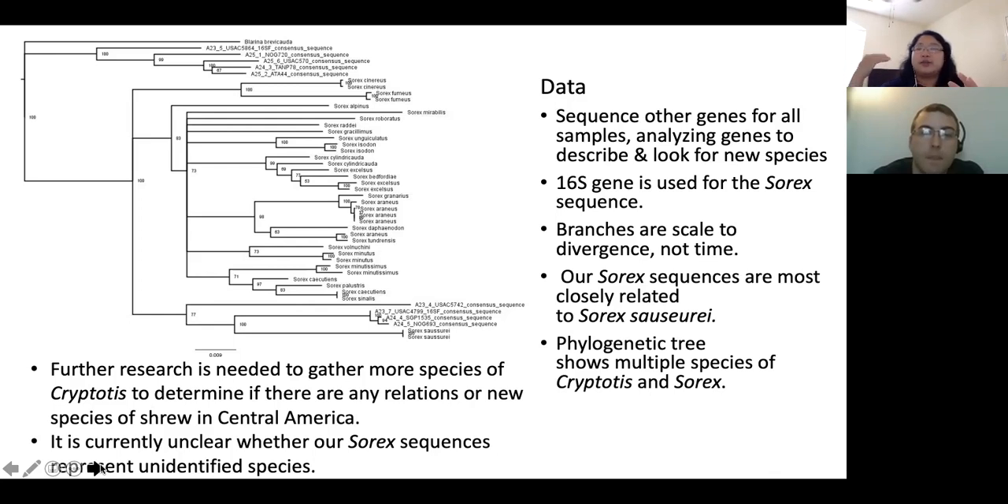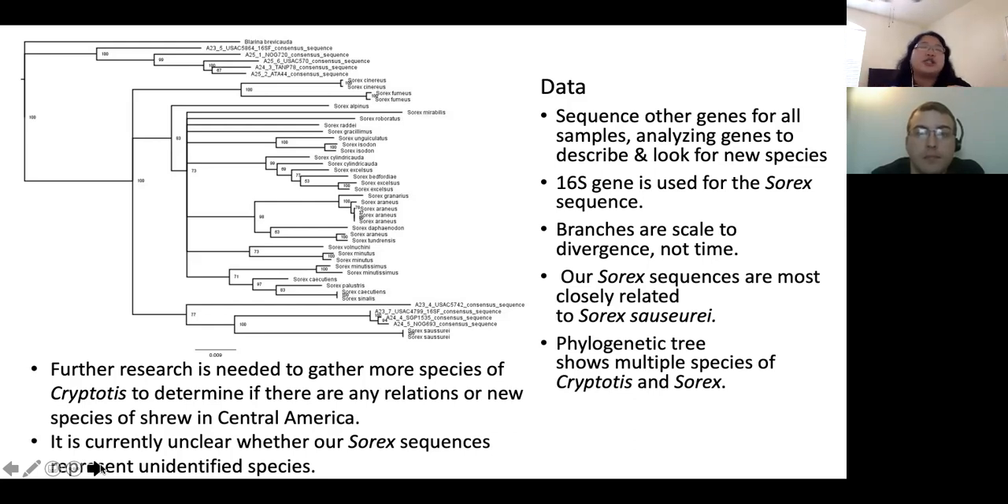Divergence simply means that evolution occurs when two groups of the same species evolve within their groups to adapt to different environmental stresses and social pressures. So the occurrence of multiple species means that there is a lot of divergence with different species of shrews. So I do believe that further research is still required.